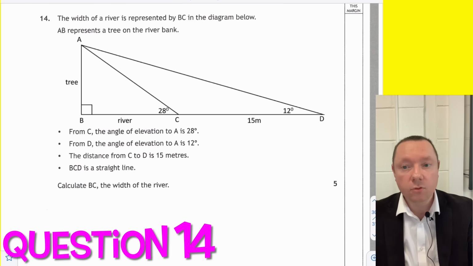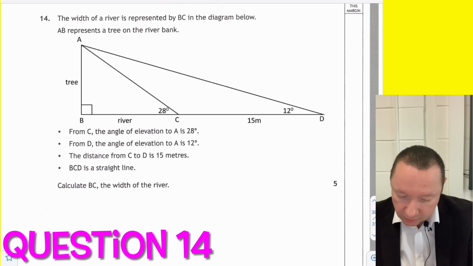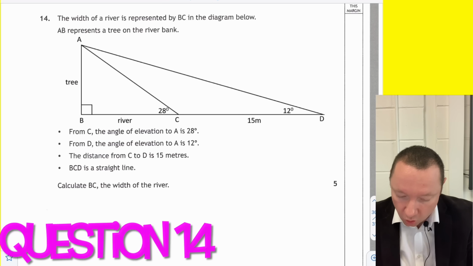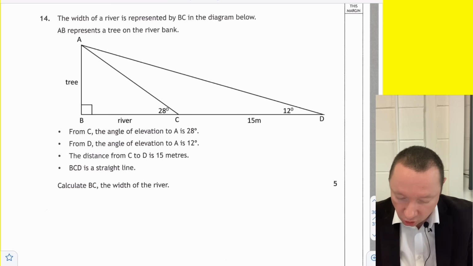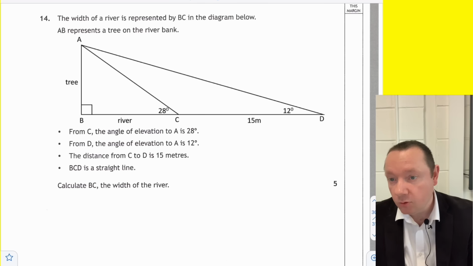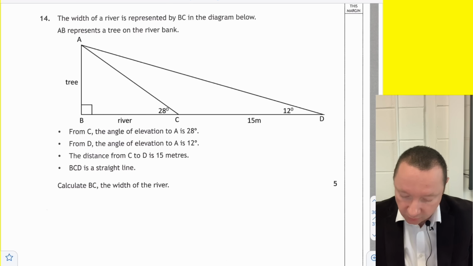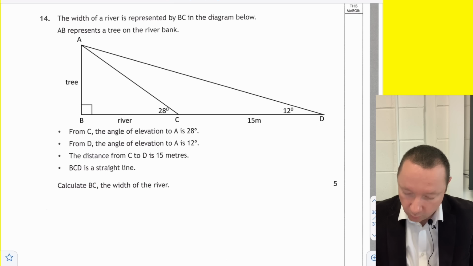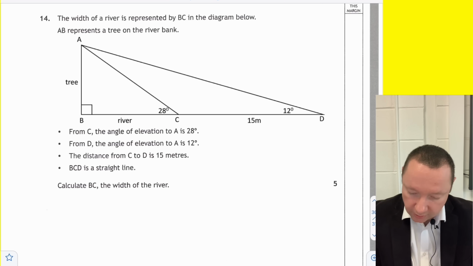Okay, question 14. The width of a river is represented by the diagram below, and AB represents a tree. From C, the angle of elevation is 28. From D, the angle of elevation to A is 12. These are both shown in the diagram. The distance from C to D is 15, as shown in the diagram. BCD is a straight line. Calculate BC, the width of the river. So it's asking us to calculate this part here.